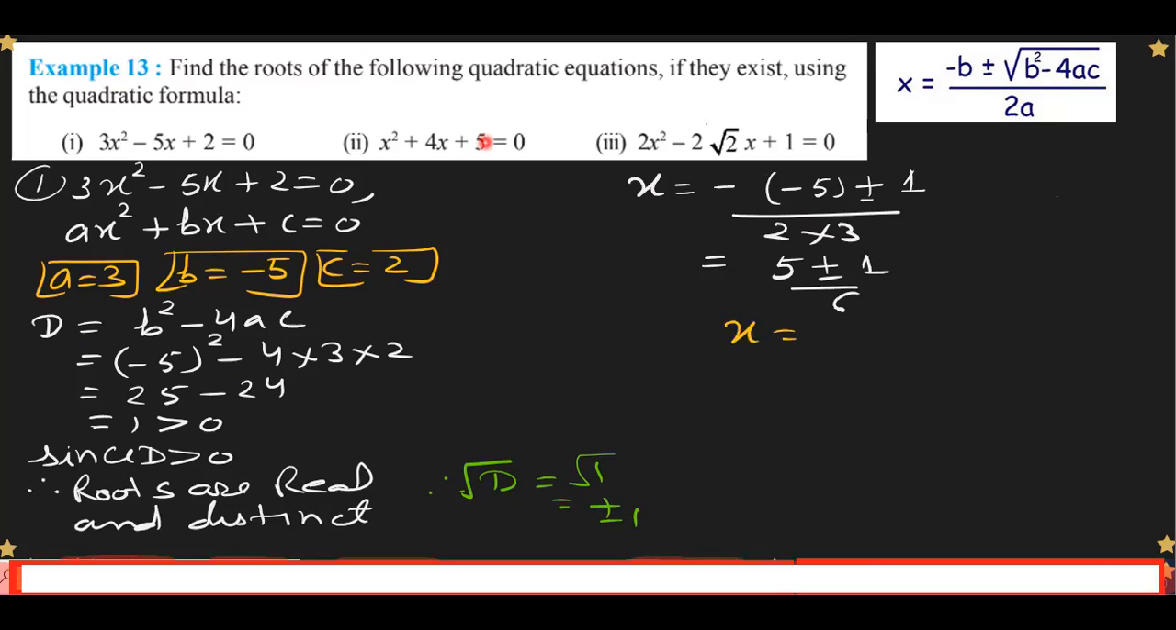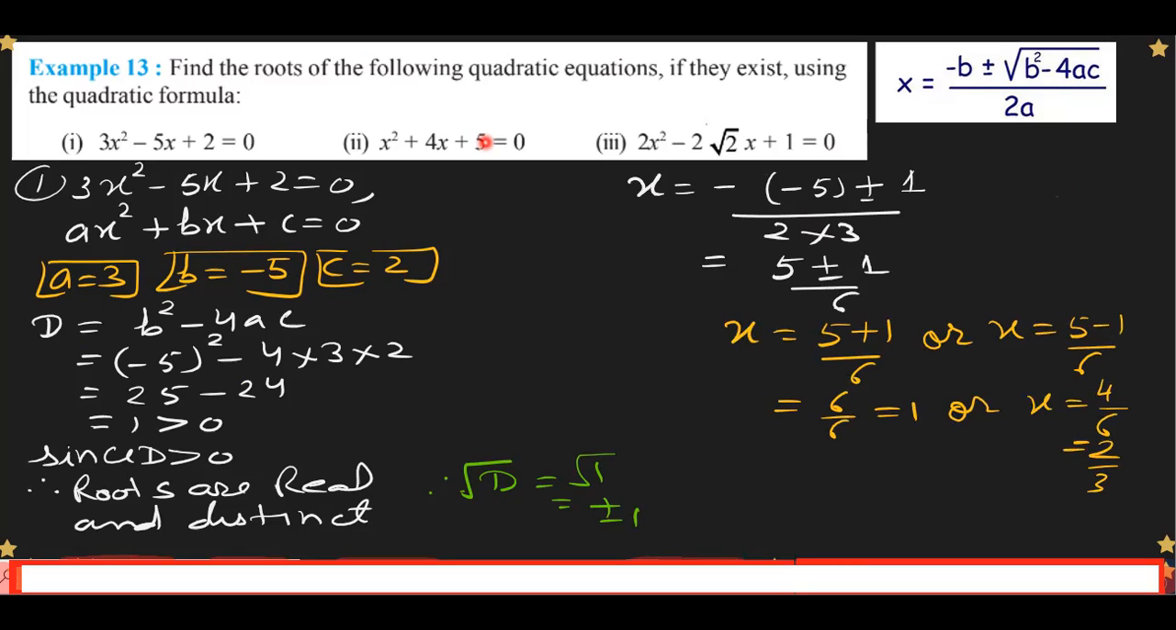Therefore, one time you can take plus, or other time you can take minus 1 by 6. So that is 6 upon 6, that is 1, or x is 4 upon 6, that is 2 by 3. Therefore, roots are 1 and 2 by 3, answer. That's all for this example number 13.